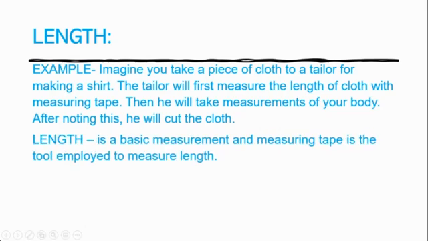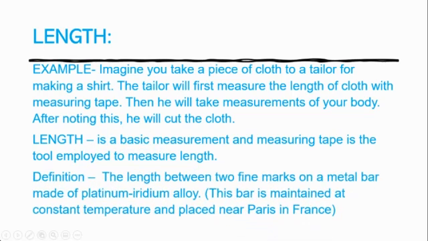So next one, let's know the length which we have seen in the example. Length is a basic measurement and measuring tape is a tool employed to measure length. So let's know the definition. The length between two fine marks on a metal bar made of platinum iridium alloy. This bar is maintained at a constant temperature and is placed near Paris in France.